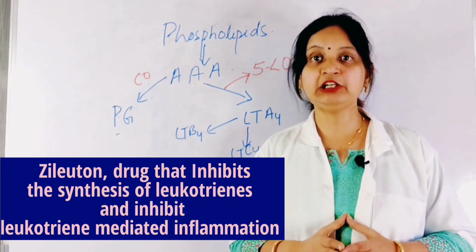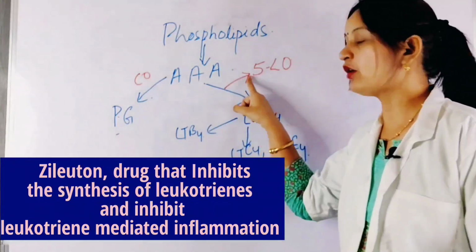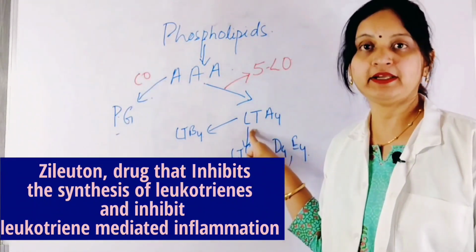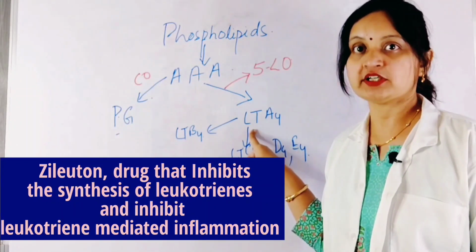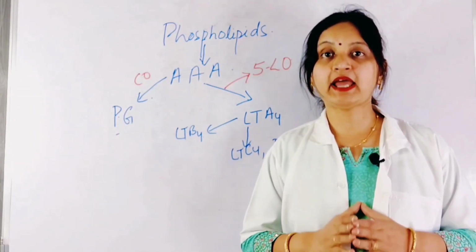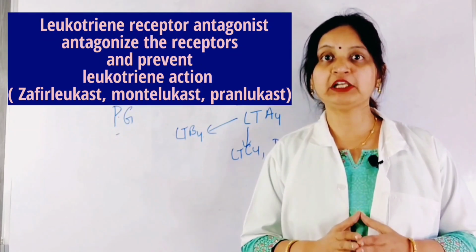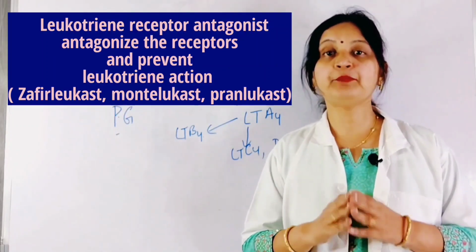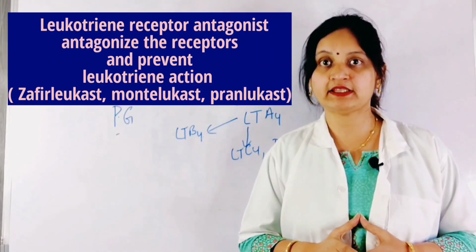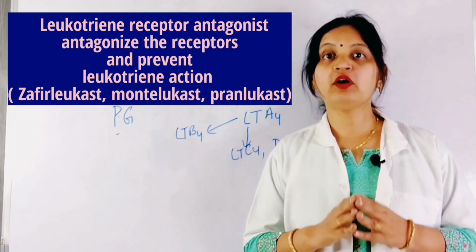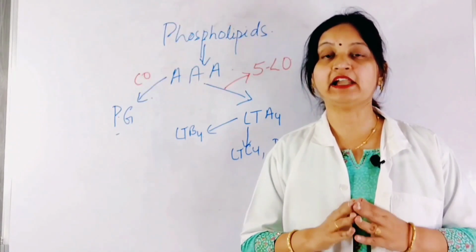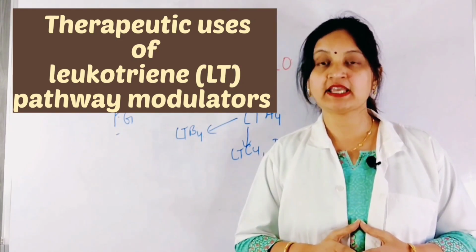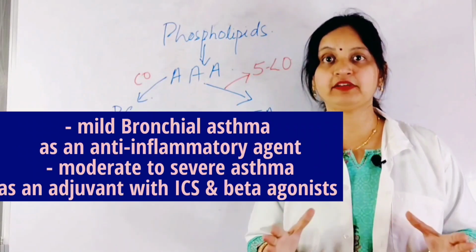Therefore, drugs such as zileuton inhibit the 5-lipoxygenase enzyme, thereby inhibiting the synthesis of leukotrienes and the leukotriene-mediated changes. Leukotriene receptor antagonists such as zafirlukast, montelukast, and pranlukast antagonize the leukotriene receptors and prevent leukotriene-mediated changes in the airways. Therefore, leukotriene synthesis inhibitors and leukotriene receptor antagonists prevent leukotriene-mediated changes and act as anti-inflammatory agents.